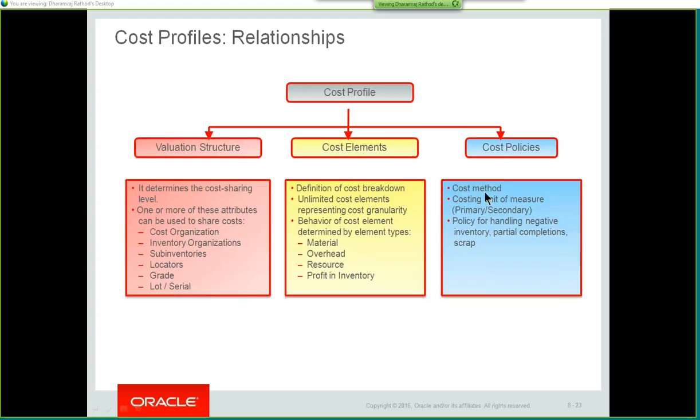You would have your cost methods, in which UOM you want to cost it, and various policies which are in context of cost. So all of these will be part of the cost profile, and then at the end, the cost profile will be assigned to your cost organization, cost book, or inventory organization, or the item category, or at the item level.